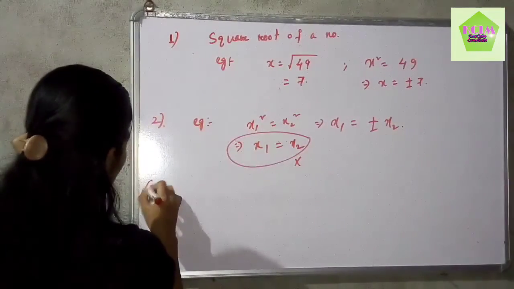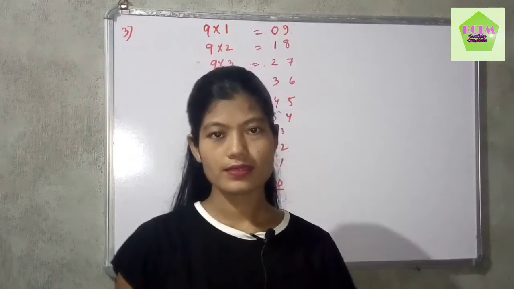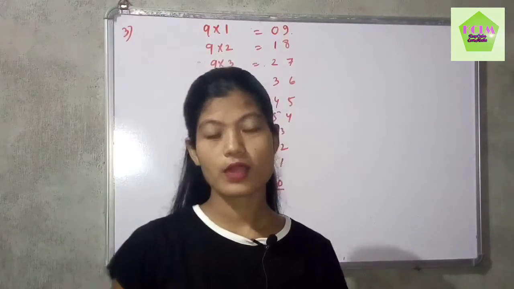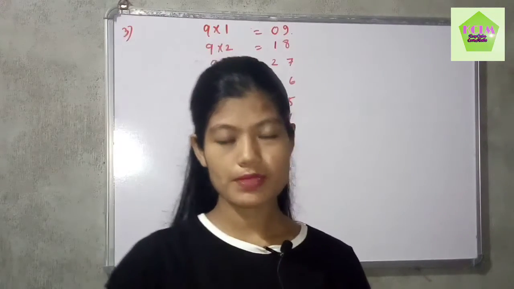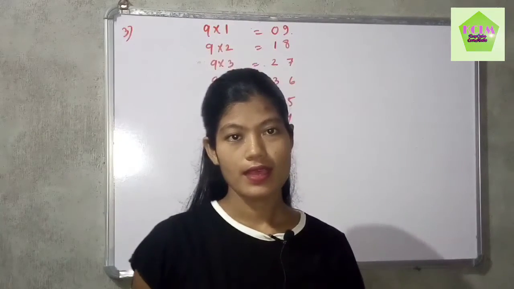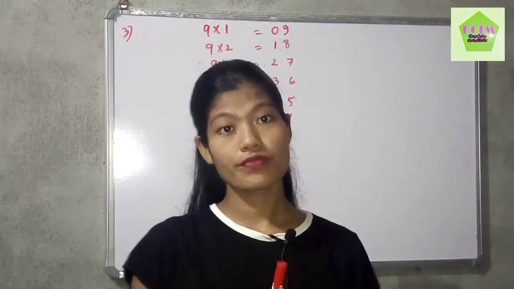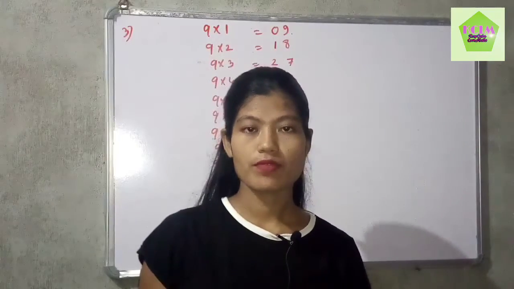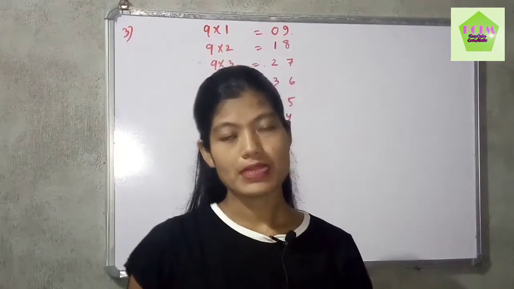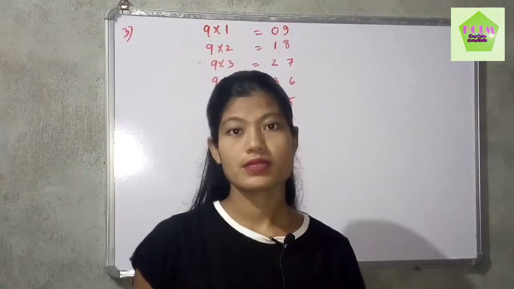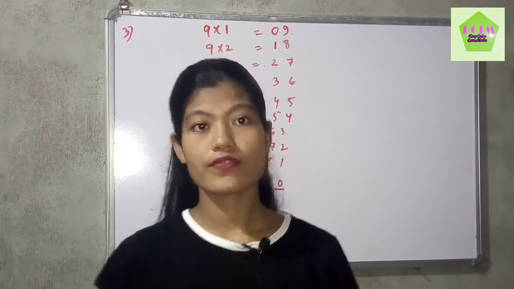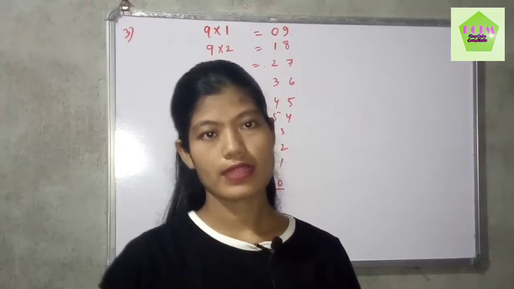Now, trick number 3. Our trick number 3 is how to memorize the multiplication table for 9. Actually, it's very simple, and I know that all of you or most of you know the multiplication table of 9, but some students of lower classes fail to memorize things like this.